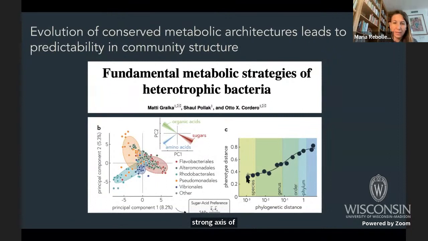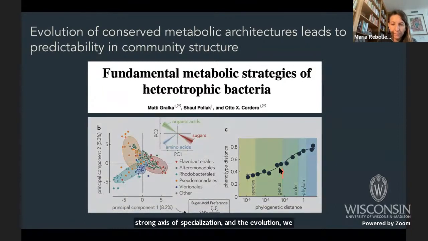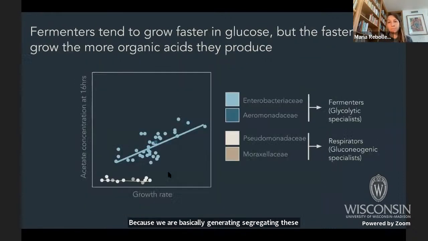And in the evolution, we see that this is mostly conserved. There's very low conservation at the species level, but then between genus and order, so around the family level, is where it really starts being more conserved. That's where they evolved this specialization, and that's why in our communities we see predictability at the family level, because we are basically segregating these communities along these axes.